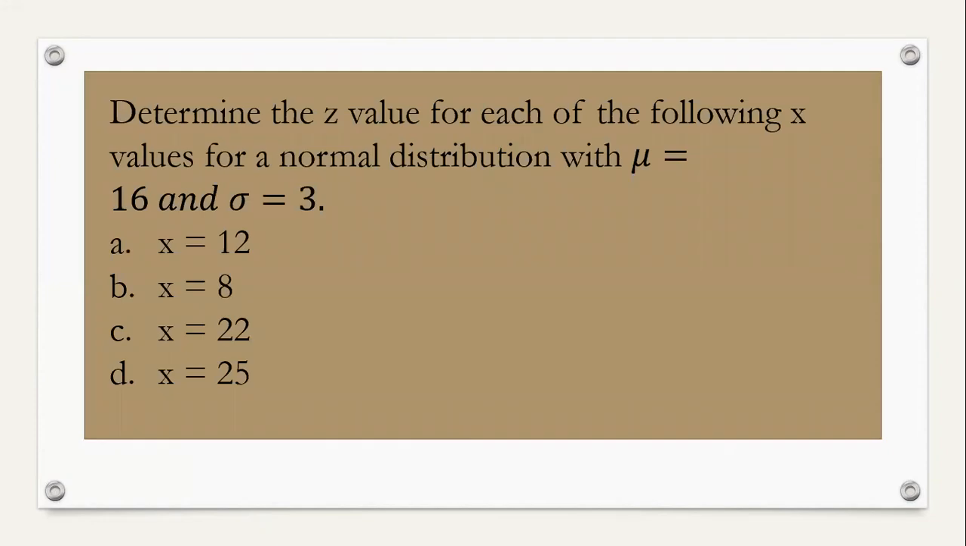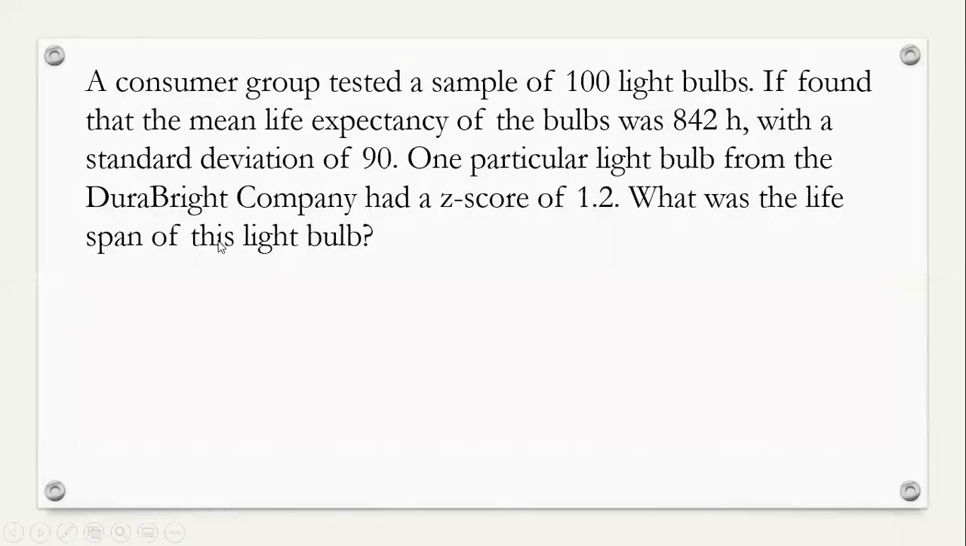is the standard deviation. So, katulad nito, determine the z value for each of the following x values for a normal distribution with mu equals 16 and the standard deviation of 3. So, if x is equal to 12, what will be the z-score? So, 12 minus 16 is negative 4 divided by 3. Therefore, the z-score is negative 1.33.